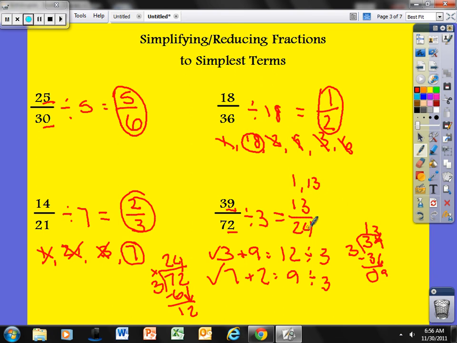Now, my factors of 13 are 1 and 13. Neither of those are factors of 24. So that is simplest terms. So I am done. Hope this helps.